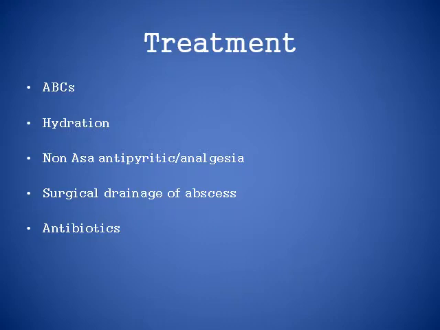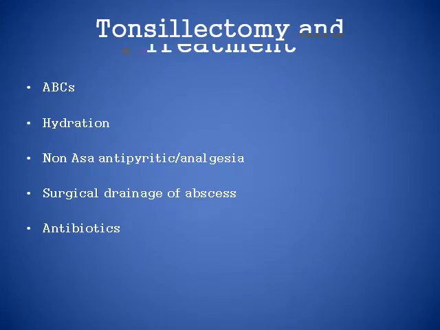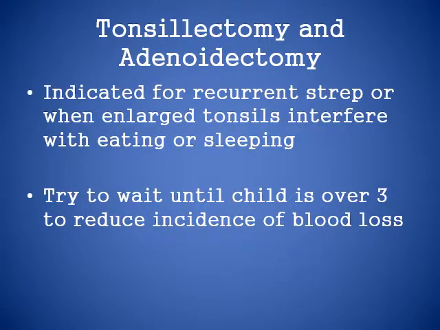Mainstay, remember, airway is number one. Secure an airway. Hydration, treat fevers appropriately. Some kids will go on and need surgical drainage of the abscess and antibiotics. So a tonsillectomy and an adenoidectomy is indicated for children with repeated cases of strep or tonsillitis, and kids that might have sleep apnea affecting their breathing because of the size of their tonsils. We try to wait until the child is over 3 years old to reduce the incidence of blood loss and anesthesia risk.